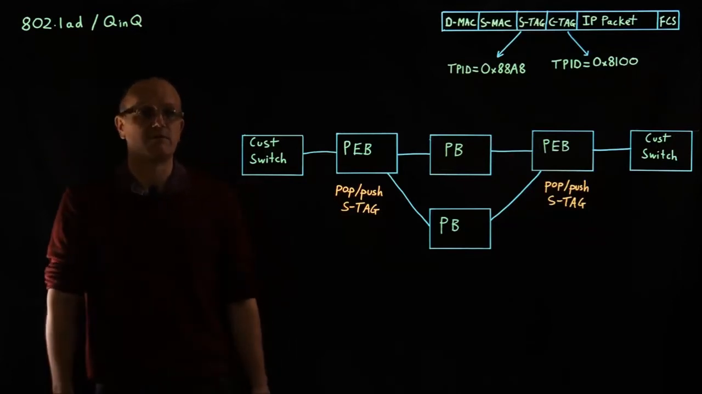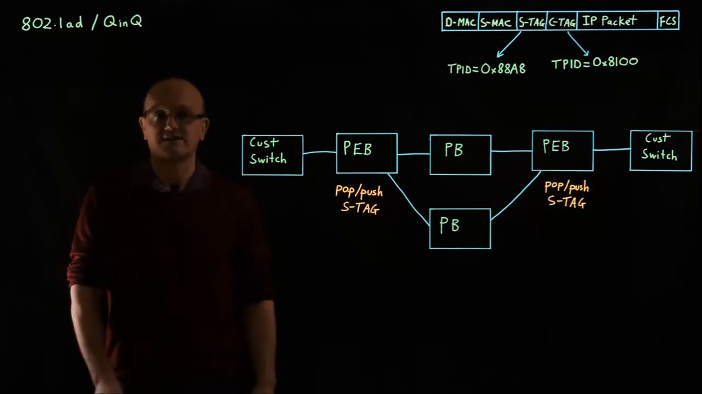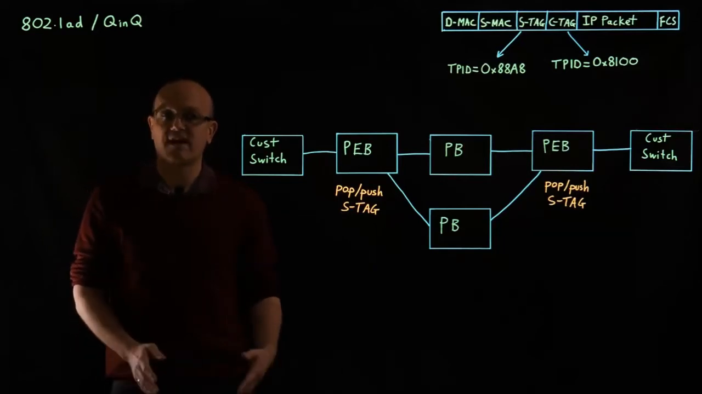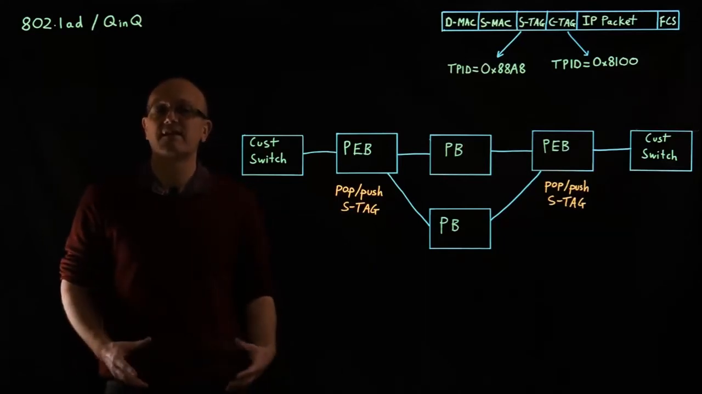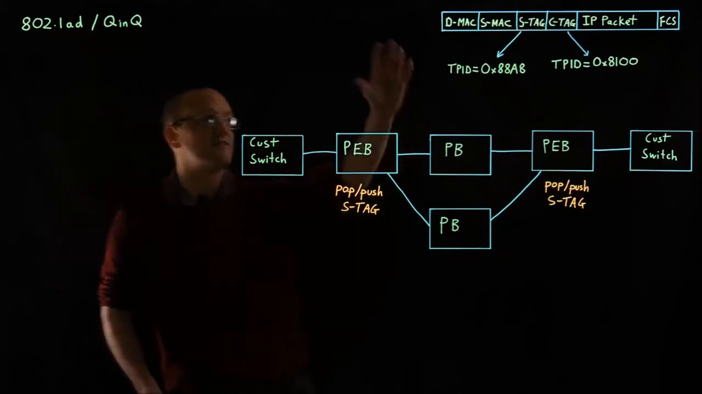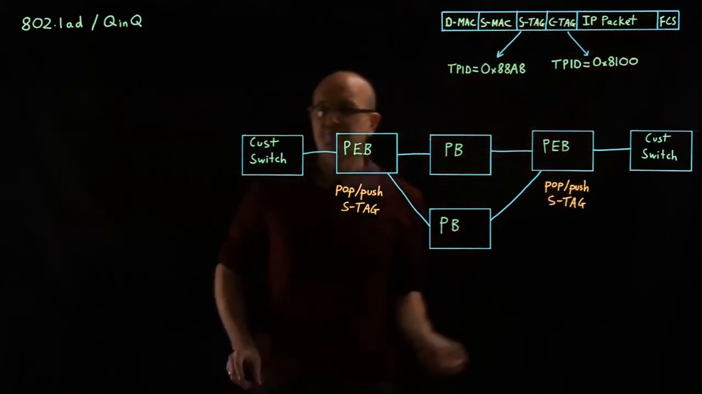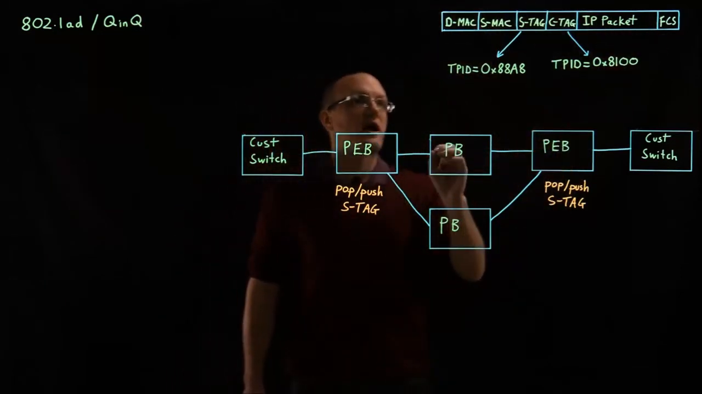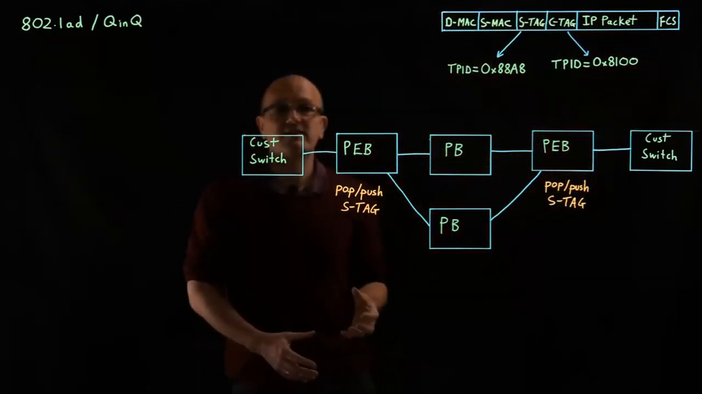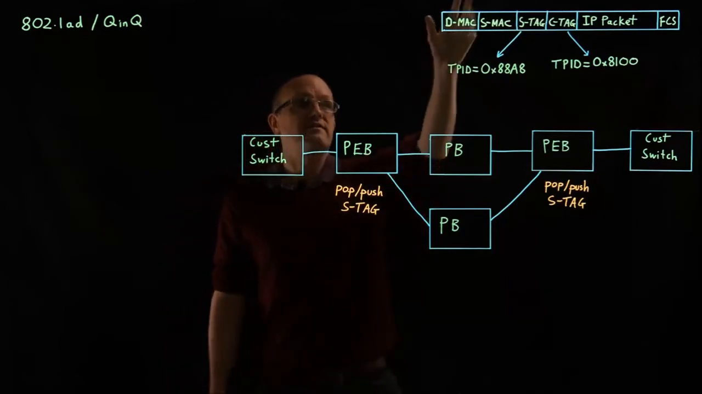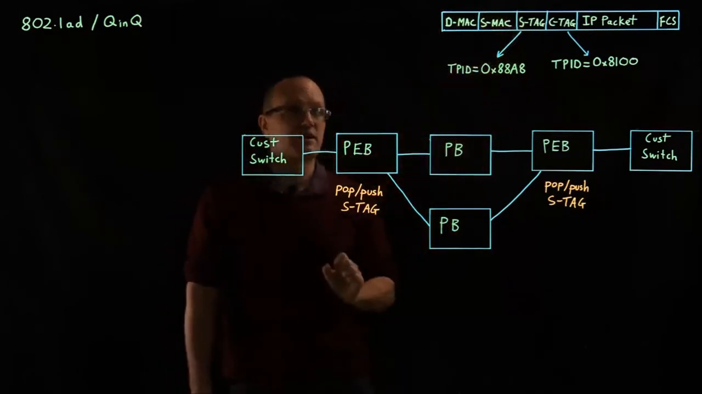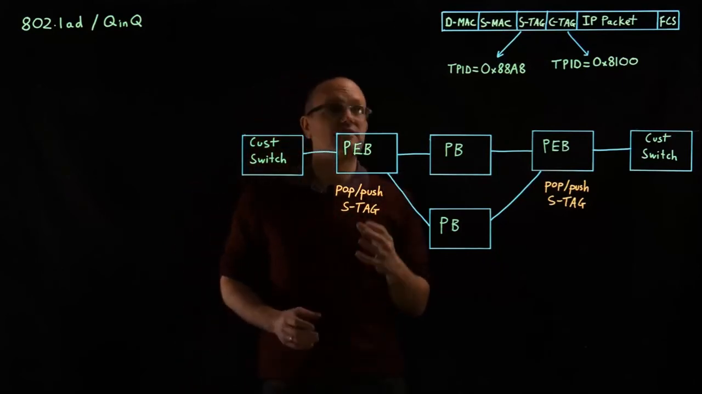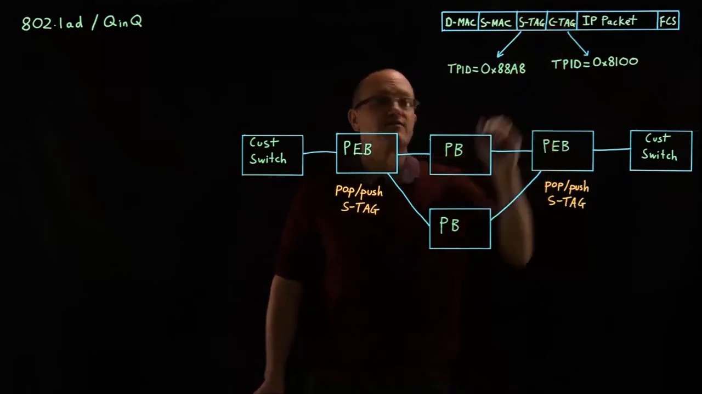We're solving this problem by having stacked VLAN tags in the Ethernet header, much like we could have stacked MPLS labels in an MPLS environment. I've illustrated this on the top portion of the board here. We have a typical Ethernet frame. We've got our IP packet, and it's encapsulated in an Ethernet header where we've got our destination MAC address and our source MAC address. What we're doing with provider bridging is we're inserting two VLAN tags here.